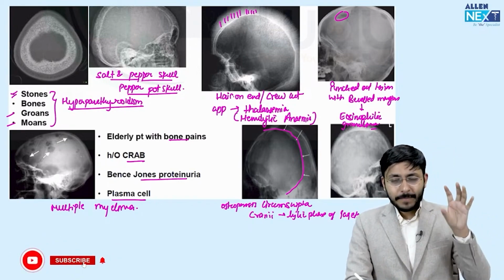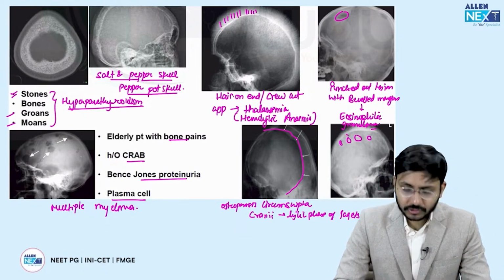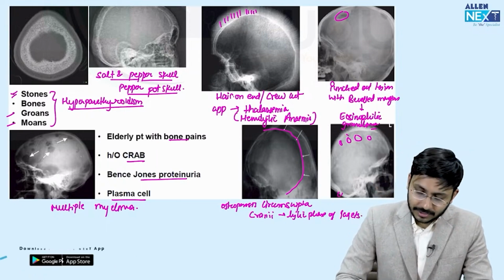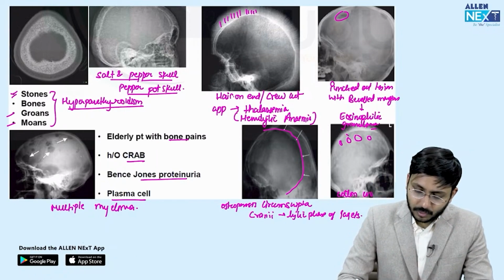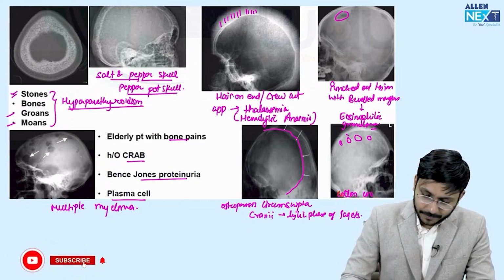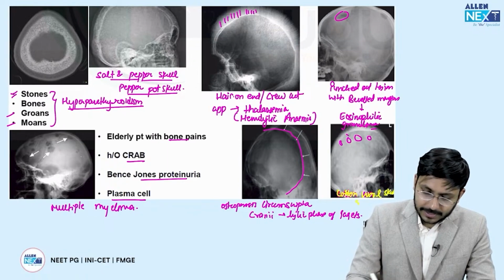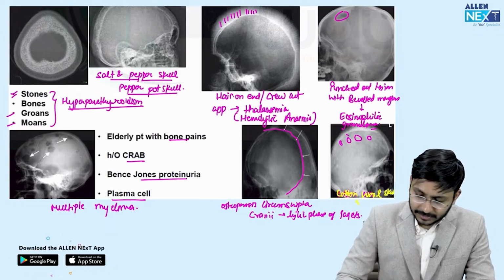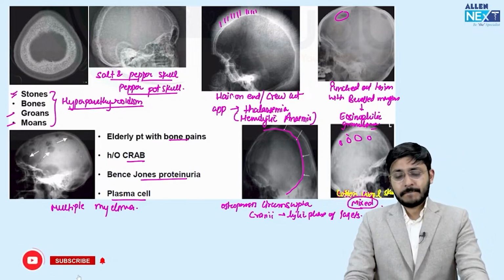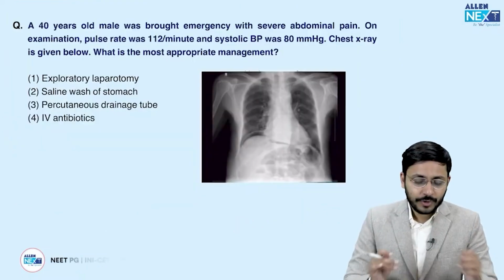And in the mixed phase, we'll see some areas of sclerosis, some areas of lysis within the skull. This is the cotton wool skull. And it is seen in which phase of Paget's? The mixed phase. So this was about your various appearances of skull. Now, moving on to the next question.